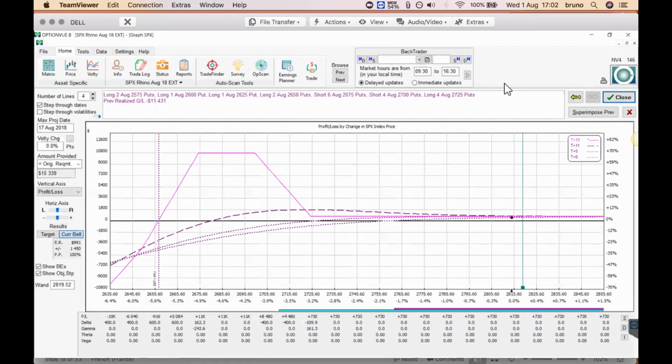And Otmar asked, would it work with ES? Oh, yes, absolutely. It's the same. Yes, ES and SPX have exactly the same dynamics.